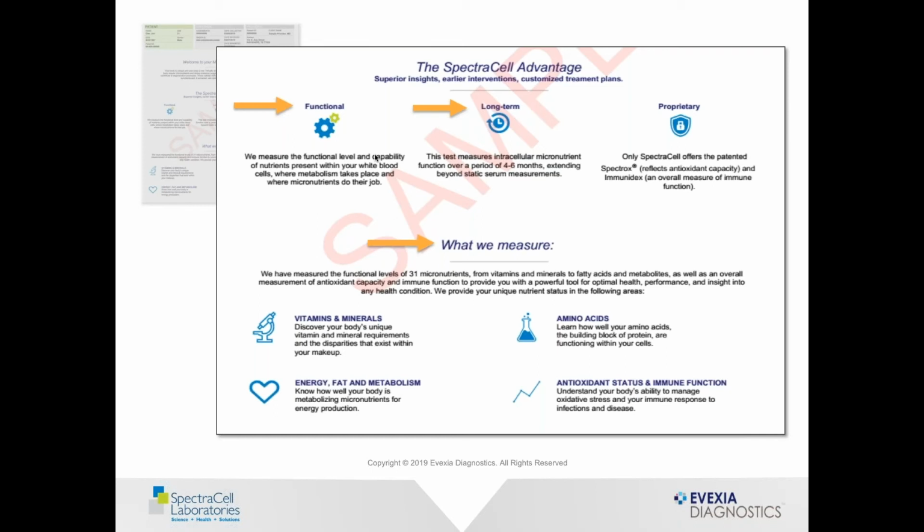That's beyond the static serum testing. So very, very important. So next, what we measure: it said we measure over 31 micronutrients. So you can explain that to your patient or client, from vitamins to minerals, fatty acids, metabolites. It looks at overall antioxidant function and immune function, and it's going to give you a tool for treatment and also treatment recommendations. So that's on the first page.